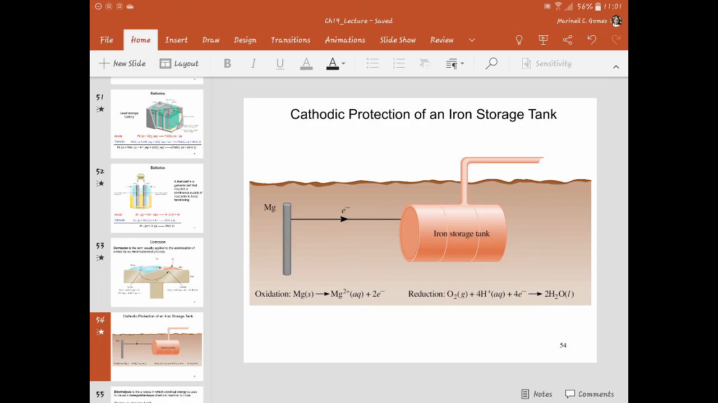So you put a metal that is most likely to be oxidized, one that has a greater oxidation potential than your iron, so that instead of the iron being oxidized, your metal is the one being oxidized. So basically that's cathodic protection. Okay, so that's it for electrochemistry.